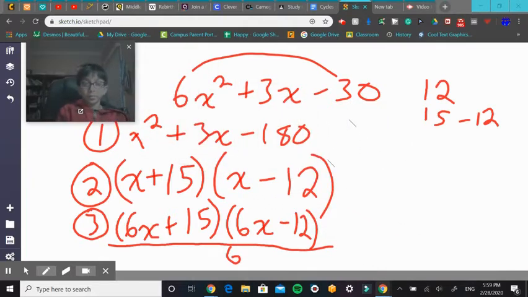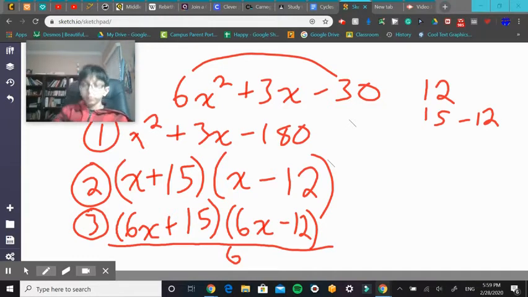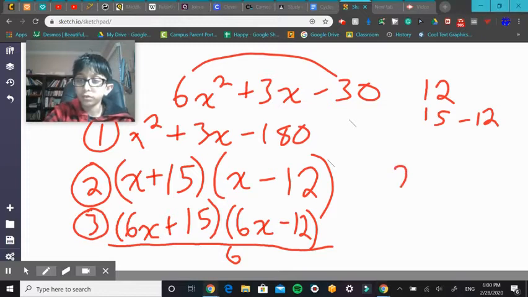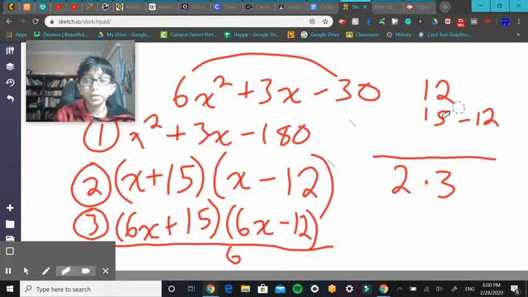Okay, so how do we do this? Obviously both of those expressions aren't divisible by 6. You can't divide 6 by 15. So how we're going to do this is we're going to take the factors of 6. Let's take 2 times 3, because that equals 6. And then we'll divide 2 times 3 by, I have to erase this.